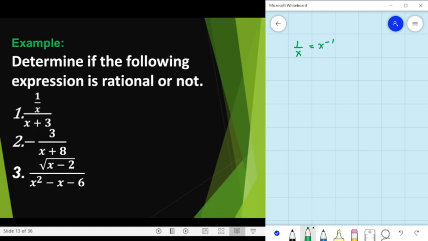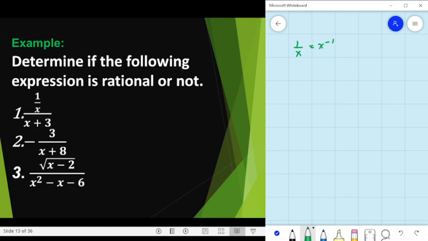Okay, number 2, negative 3 over x plus 8. We analyze the numerator, 3, and the denominator, x plus 8. Both are polynomials. Therefore, the whole thing is a rational expression.